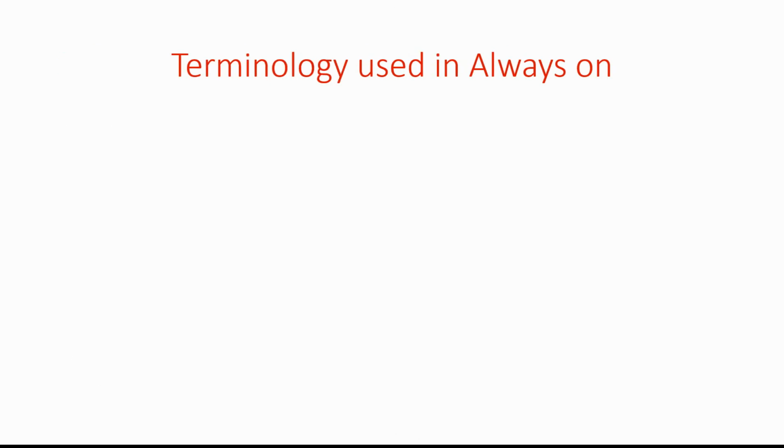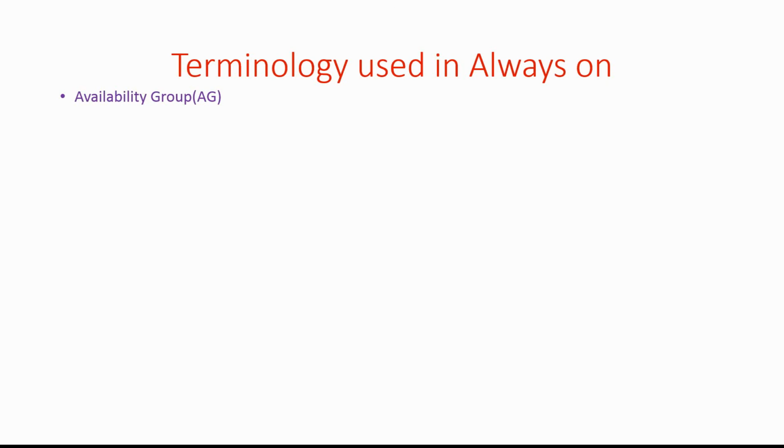Now let's talk about the terminology used in Always On. One of the terms that we touch base upon is the availability group. As I said, availability group is just a name, and it should be named after the application name, and then you put all of the databases for that particular application into this availability group. When we do the demo, you will have more understanding of what the availability group is.